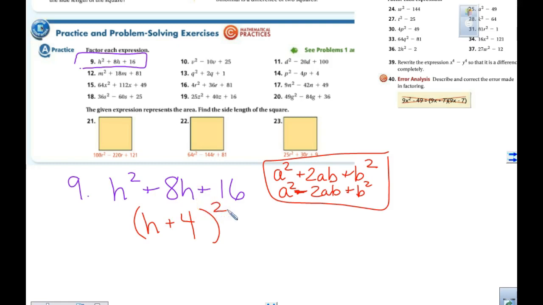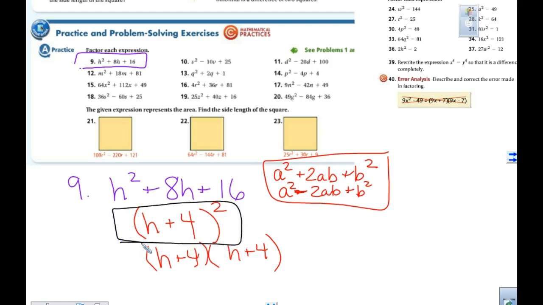If you don't like to write it this way, and you would prefer h plus 4 times h plus 4, you can leave it like that. But generally, this is how you're going to see the answer in the back. Okay? I don't care if you write it out like this. These mean the same thing. Yes?